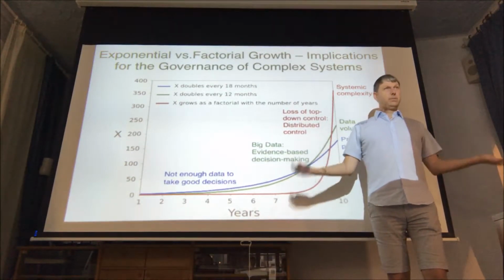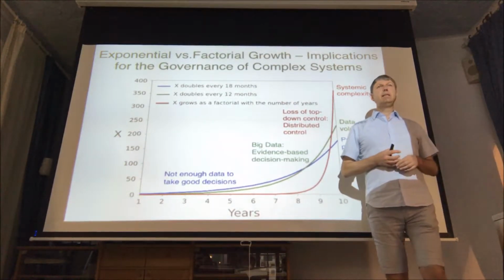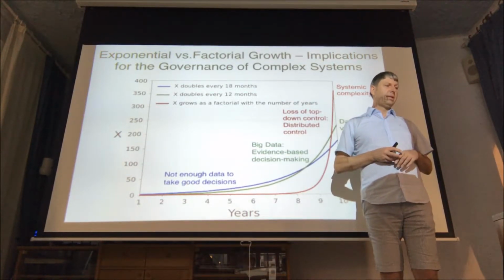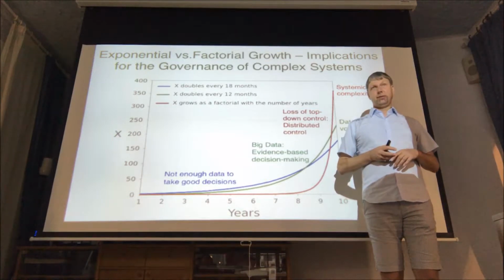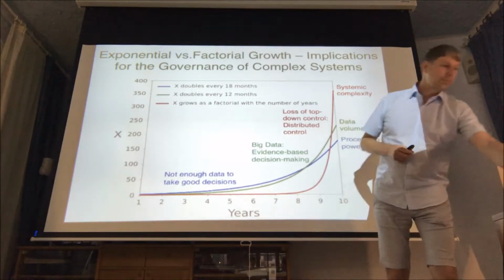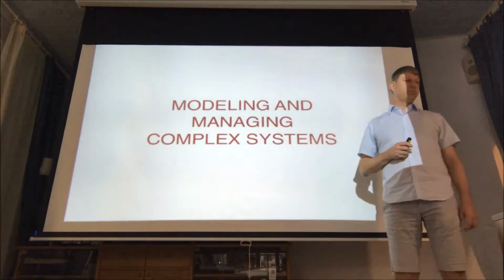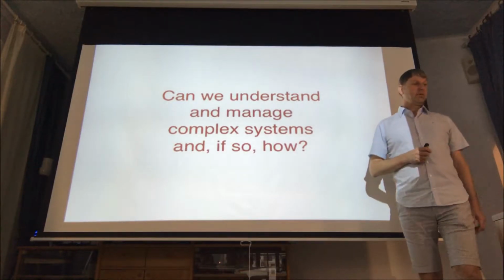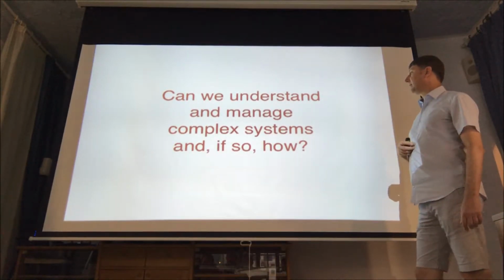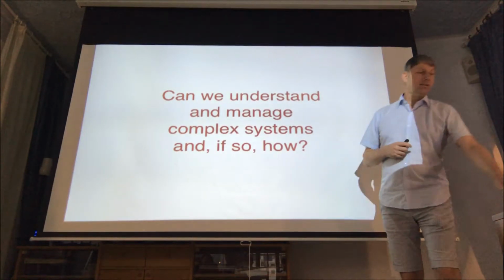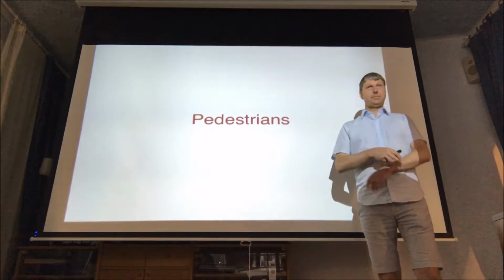So, what to do then? Basically, we need to have a different control approach, a distributed control approach, and that leads us eventually to self-organizing systems. So let's have a look at some concrete examples. Can we understand and manage complex systems, and if so, how? I'm starting with pedestrians.